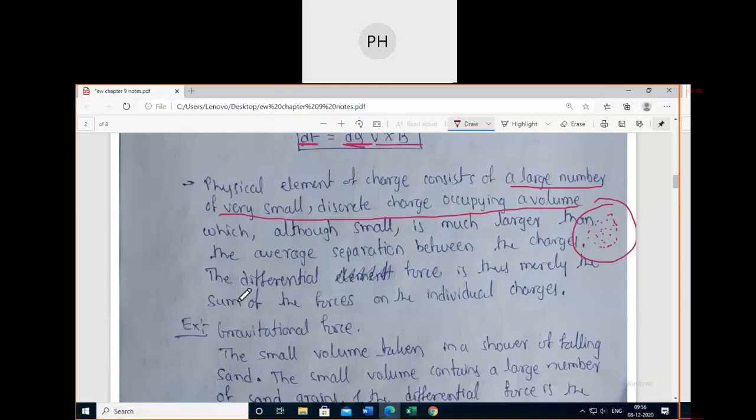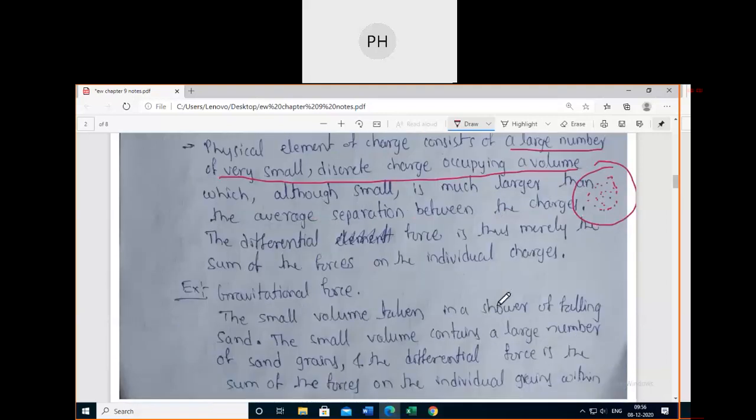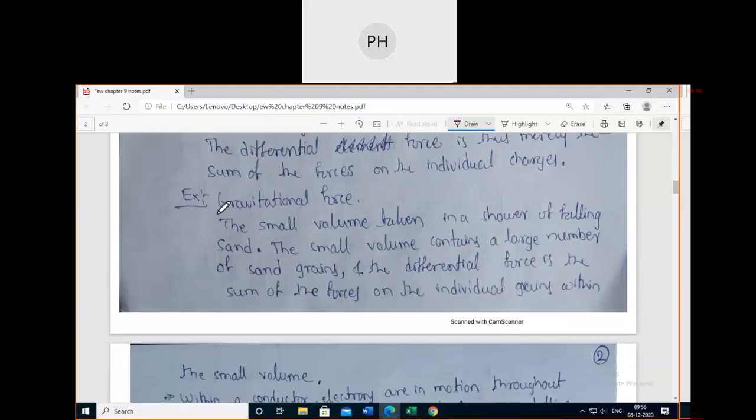The differential force is thus merely the sum of the forces. With respect to each charge, what is the force? With respect to Q1, F1; with respect to Q2, F2; like that F1, F2, F3, F4. Together you will get the total F. That is, the differential force is merely the sum of forces on individual charges. So this is the example, gravitational force. Just now I described the small volume taken in a shower of falling sand.